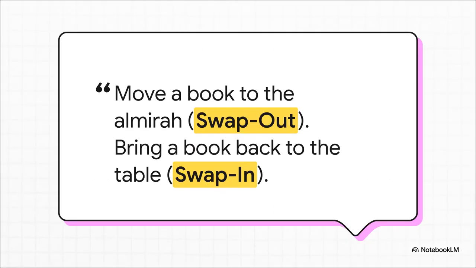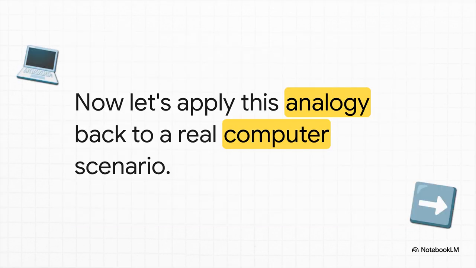And the whole process works just like you'd expect in real life. Think about it. Your table is full, but you need to start working on a new book. What do you do? You look at the books on your table, find one you probably won't need for a little while, and you put it back in the cupboard to make some room. That's a swap out. And then a little later, you realize you need that book again. So you get up, go to the cupboard, and bring it back to your table. That's your swap in. See? It's really that intuitive.